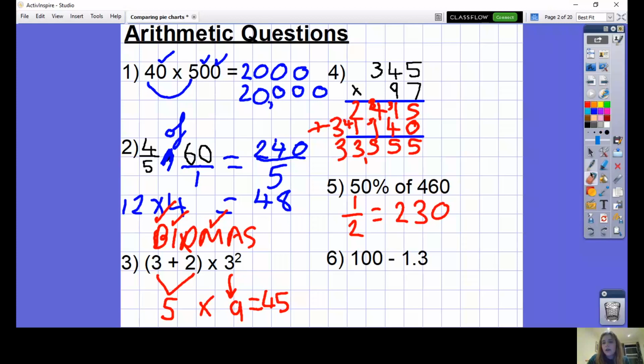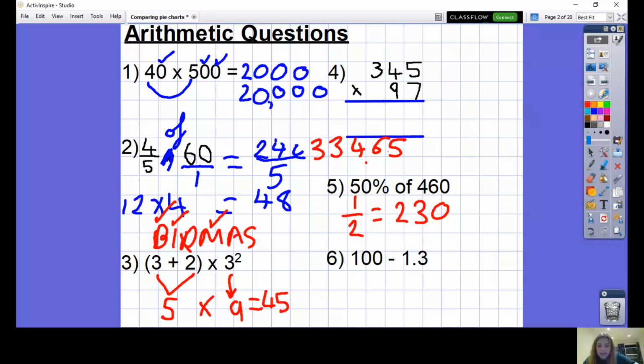Also, at this point, I just realised I've made a mistake with my long multiplication. I would like to apologise. The answer to the long multiplication is 33,465. Sorry, I made an error with my regrouping. Even though I said I like to regroup at the side to avoid making any errors, I still managed to make an error. Sorry about that.